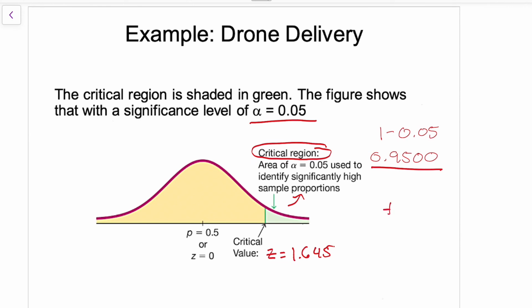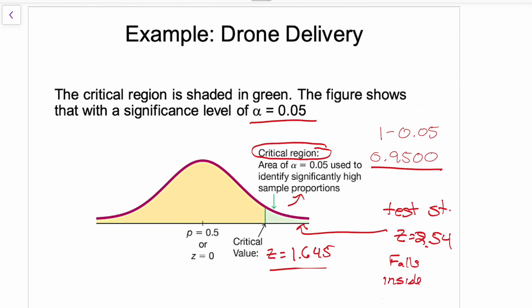However, we can use our same test statistic value of z is equal to 2.54. And what we want to do is look to see where that value lies. And 2.54 is going to fall somewhere to the right of our z-score of 1.645. It falls inside our critical region. And that is how this critical value method works.